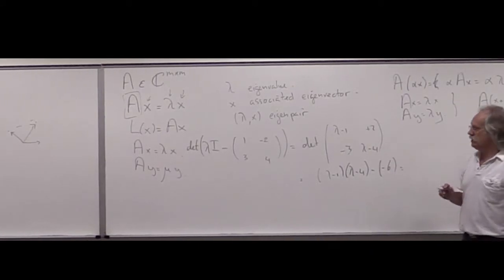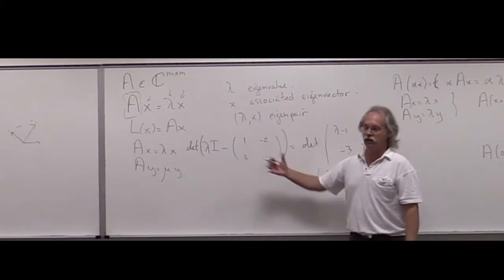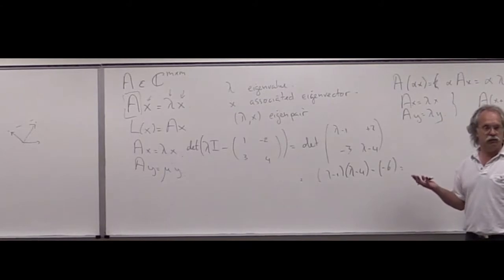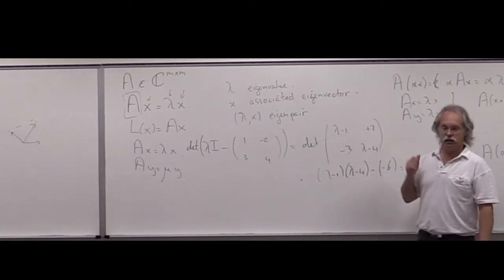Then you would manipulate that into a quadratic, and you would solve for the roots, etc. And similarly, if you ended up with a 3 by 3 matrix, what you would do is compute the determinant of the 3 by 3 matrix after subtracting off the diagonal.